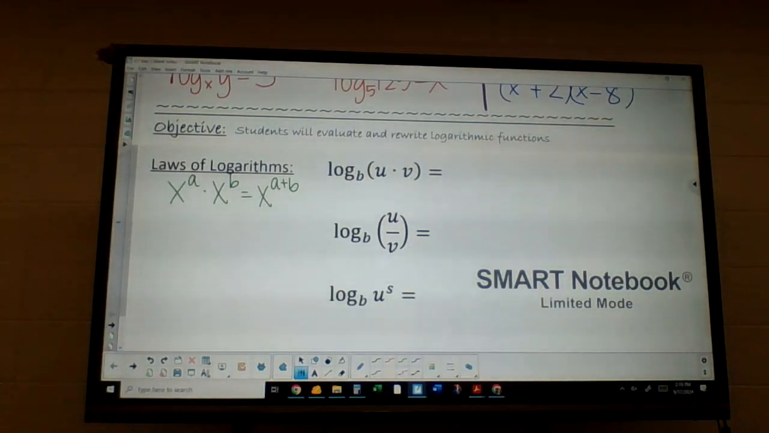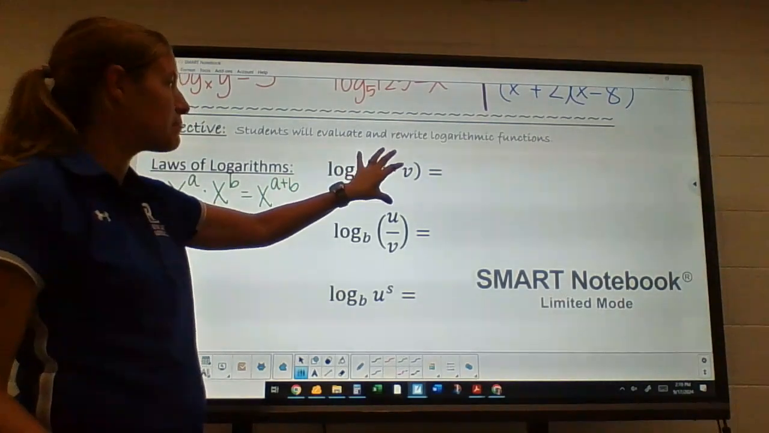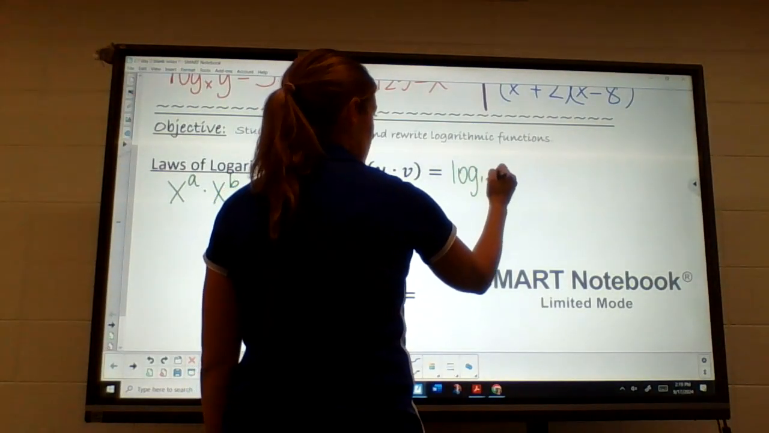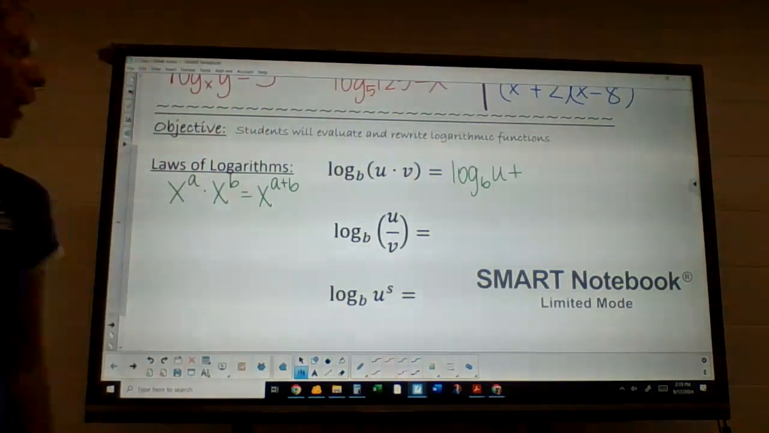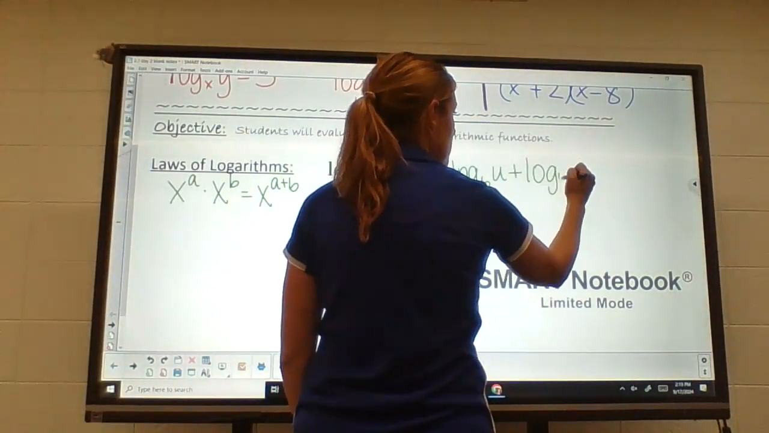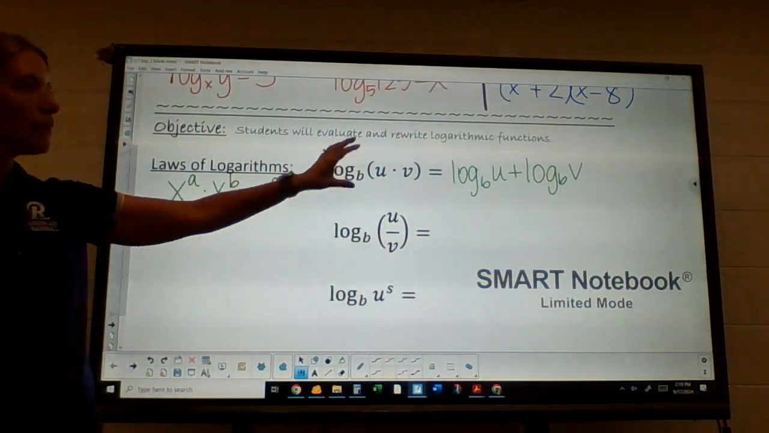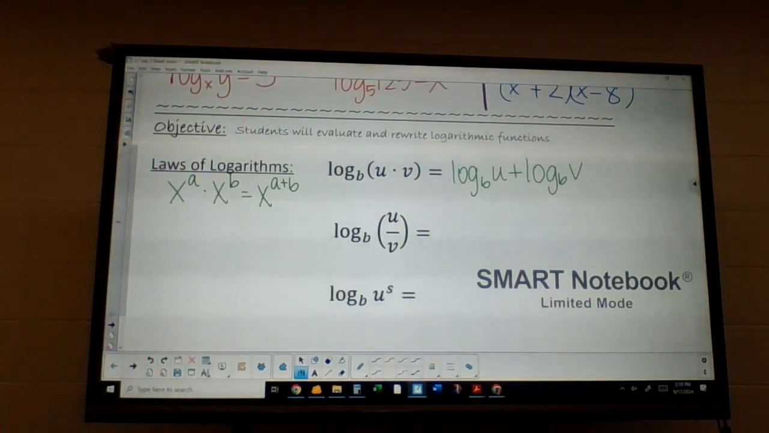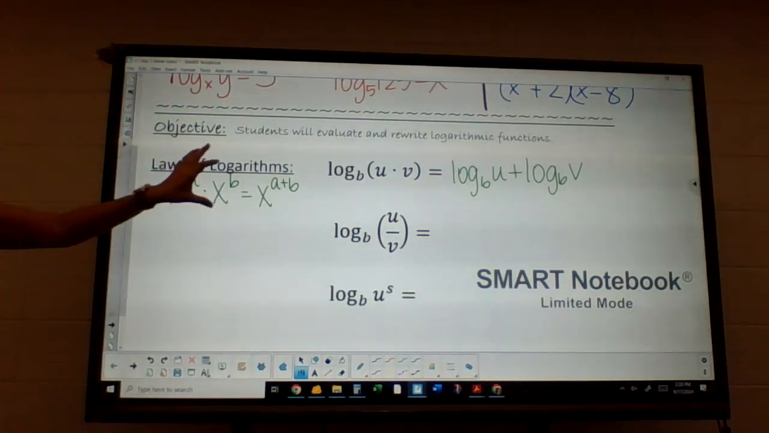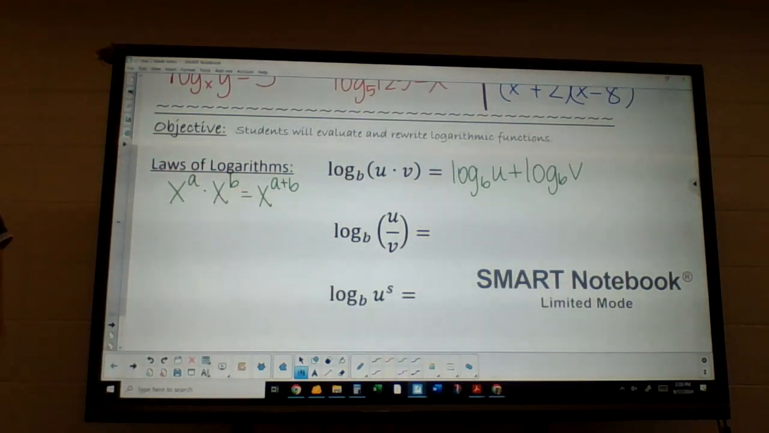So, because exponents and logs kind of are like family, they're like each other. So we can take multiplication and we're going to break it up as addition. So this becomes, I do the log base b of u, so the first one, plus the log base b of v. So I go from a single log to 2 logs, multiplication becomes addition. Same thing happened here. I went from 2 bases to 1, multiplication becomes addition. So they link up together that way.